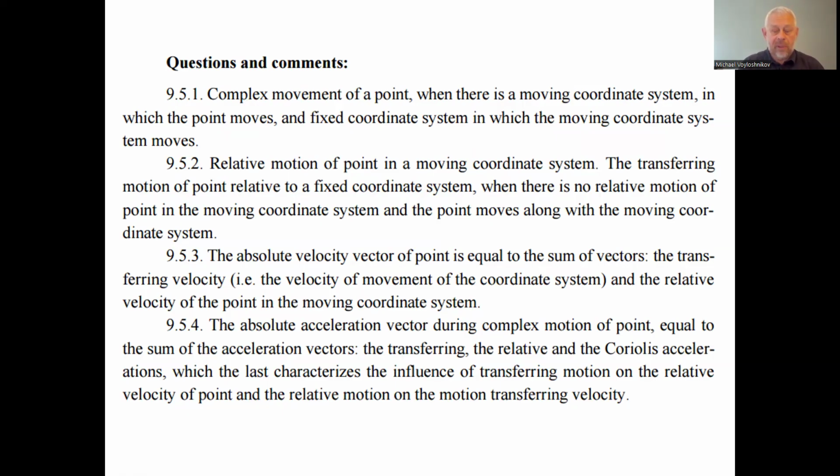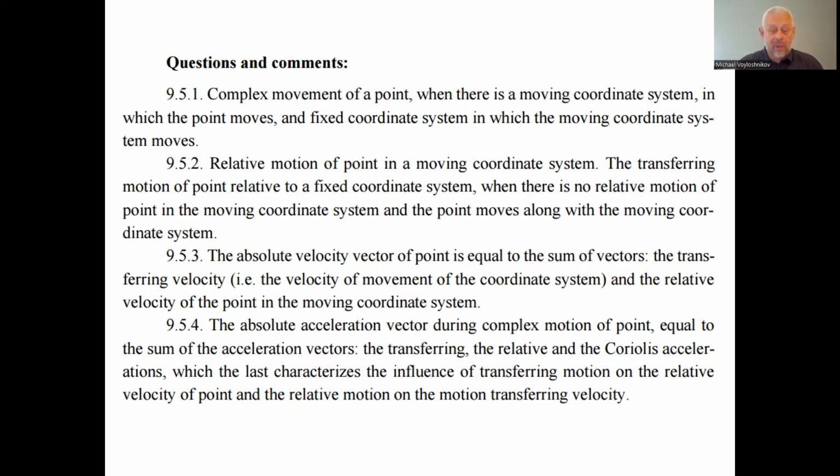952, relative motion of the point in the moving coordinate system, and the transferring motion of the point relative to the fixed coordinate system. When there is no relative motion of the point in the moving coordinate system and the point moves along with the moving coordinate system, then the relative motion of the point is equal to 0 and the absolute motion of the point is equal to the transfer motion. Transfer motion is the motion of the moving coordinate system within the fixed coordinate system.